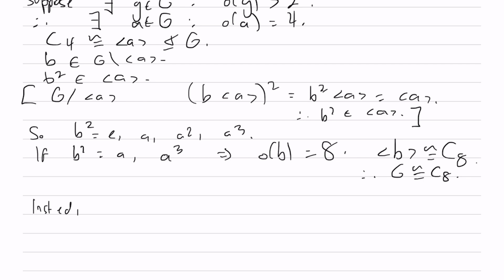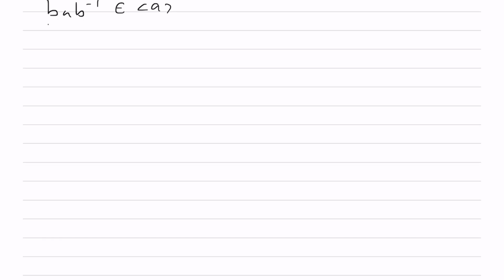Instead, if B is the identity, or A squared, well then BAB inverse is going to be in the cyclic subgroup. Why is that? Well, the cyclic subgroup is normal, as we've remarked on. So BAB inverse is going to be E, A squared, or A cubed. I'm just going to write this as it's equal to A to the I for some I, and we'll see why in a minute.